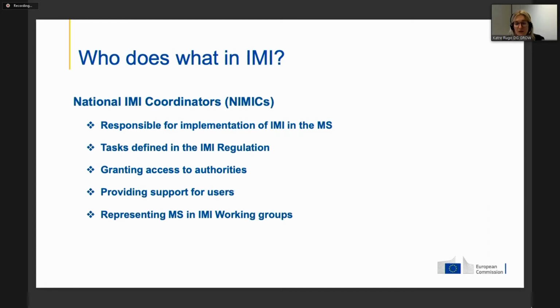So a few words on who does what in the IMI system. Firstly, we have the national IMI coordinators. They are responsible for implementation of IMI in the member states. Their exact tasks are defined in the IMI regulation. A very important one is to grant access to authorities to new modules, but also to provide support for users in member states. And we are in very close contact with the national IMI coordinators in working groups, but also just very often when any kind of questions come up.